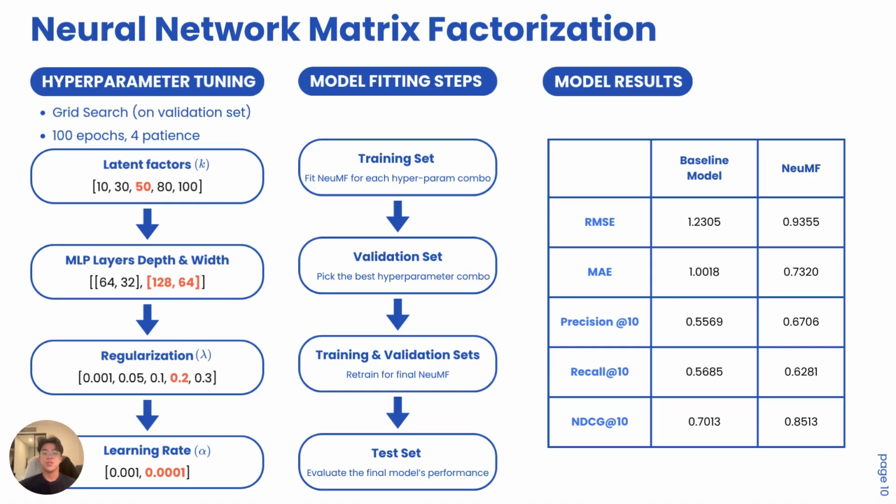After that, we combine the training and validation sets and train the final neural network matrix factorization, and use the test set to evaluate the final performance. And the model result is as follows. From all the metrics we use, we can see significant improvements in RMSE, MAE, precision at 10, recall at 10, and NDCG at 10, all of which showed significant improvement.